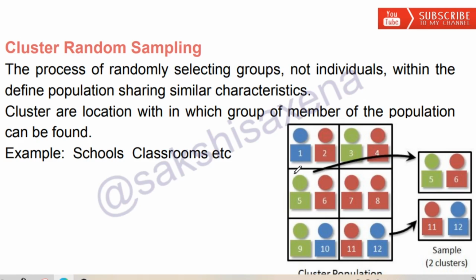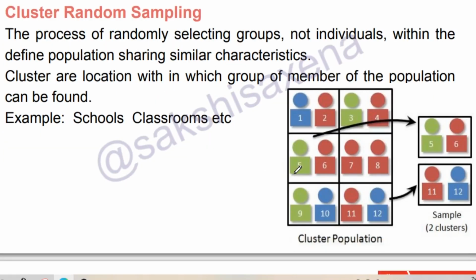Here there is an example. There are 6 groups, and we are not choosing an individual from that group. We are choosing the whole group. That means 5 or 6, 11 or 12 we are taking. So it is a sample of 2 clusters. For example, schools and classrooms.